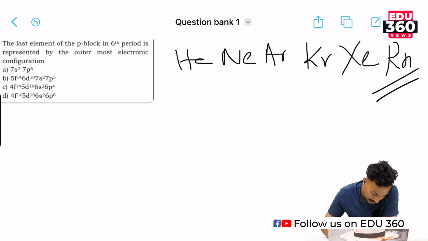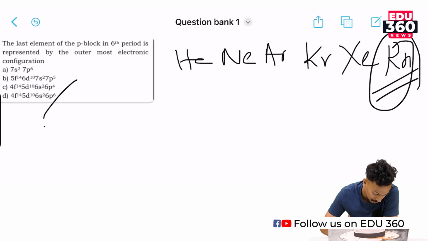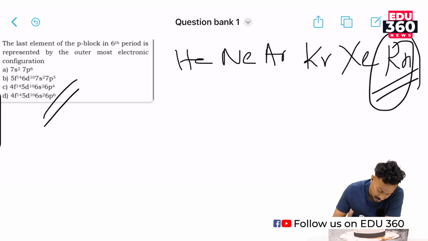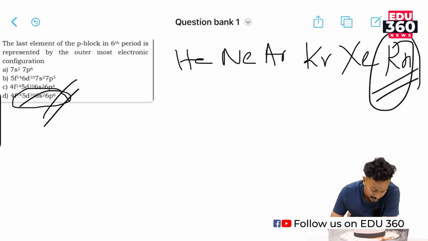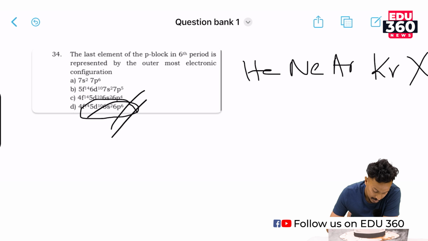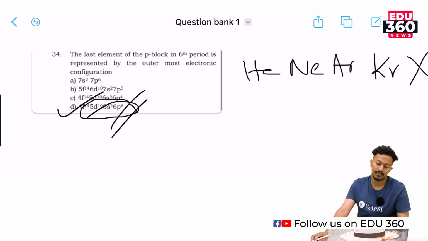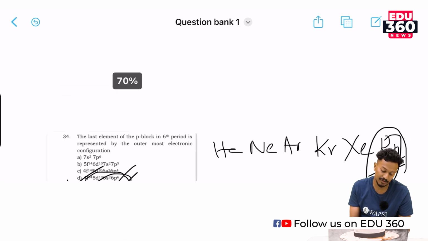So what falls under the category of electronic configuration in this? Radon, which is 4f14, 5d10, 6s2, 6p6. Am I right? This is the general configuration of the last element in the 6th period. 4f14, 5d10, 6s2, 6p6. Option number D. Right. We'll move on to our next question.